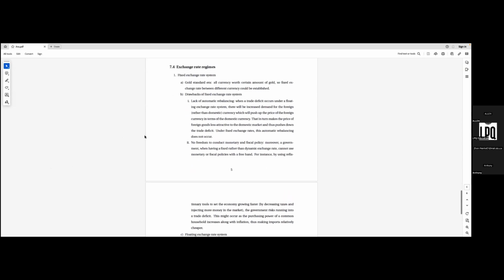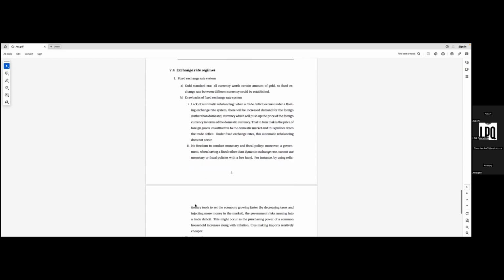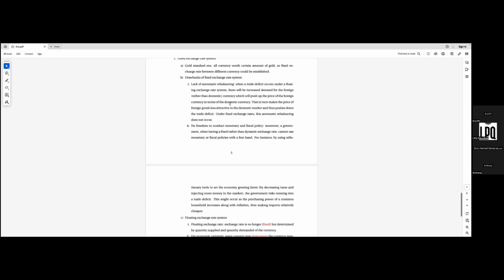Okay, no questions. Let's move on to 7.4. 7.4 basically is the first step. The first part here is no longer tested in the re-examination. You can skip part B here, about the drawbacks of a fixed exchange rate system, because we no longer have a fixed exchange rate system.